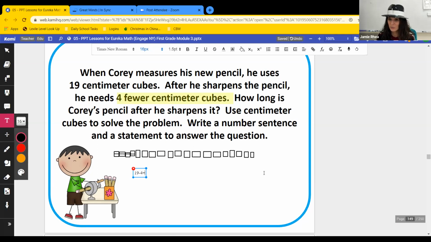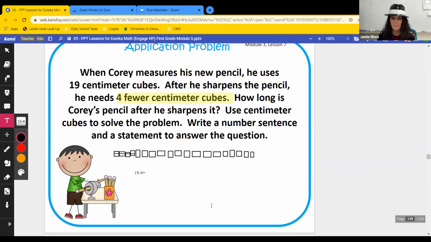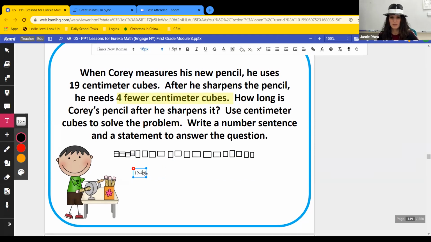Well, what can I do? I can count how many I didn't cross out. Might take me a while. I could take 4 away from 19. See how many I have there. Let's double check here. 1, 2, 3, 4, 5, 6, 7, 8, 9, 10, 11, 12, 13, 14, 15. I have 15 centimeter cubes left. Oops, didn't mean to do that.